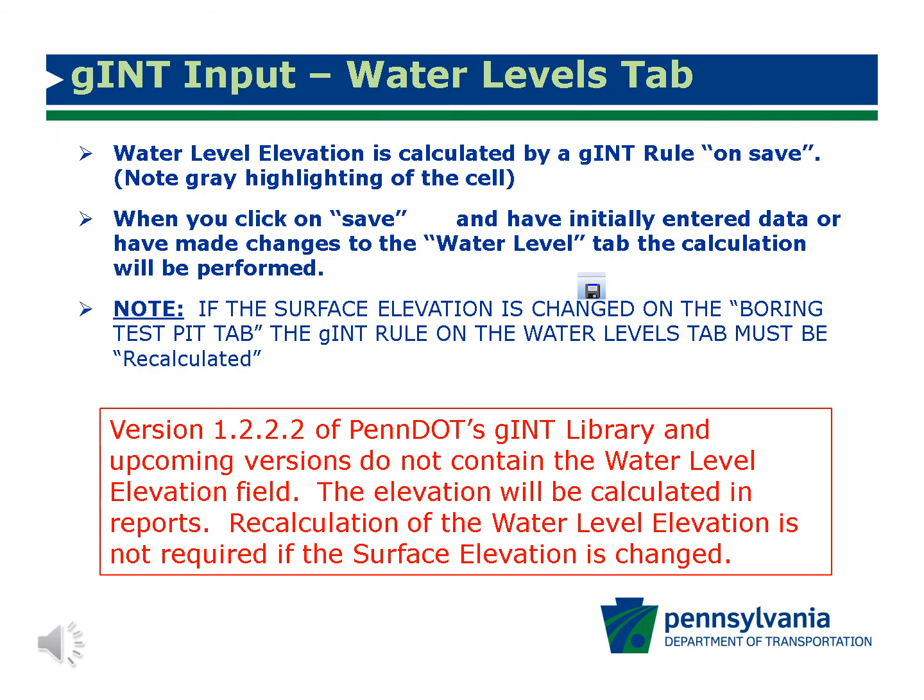On the Water Levels tab, the water level elevation is calculated by a gINT rule on Save. Cells calculated using a gINT rule are highlighted in gray, as is the case for water level elevation. When you click on Save and have initially entered data or have made changes to the Water Level tab, the gINT rule calculation will be performed. A reminder, if the surface elevation is changed on the Boring Test Pit tab, the gINT rule on the Water Levels tab must be recalculated.